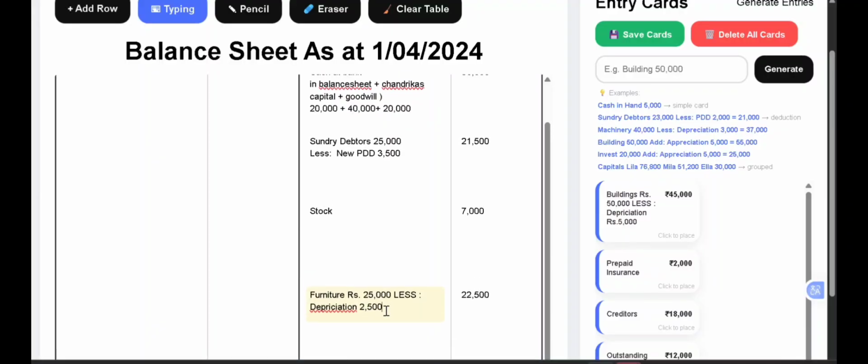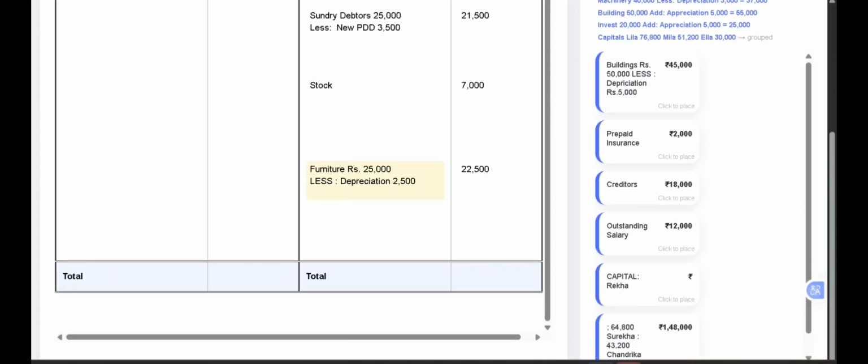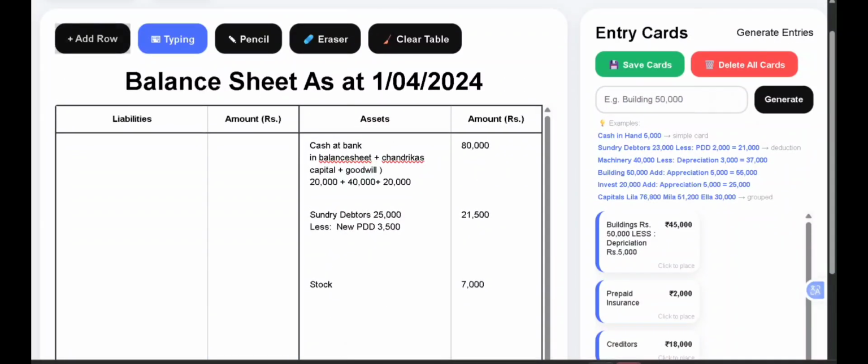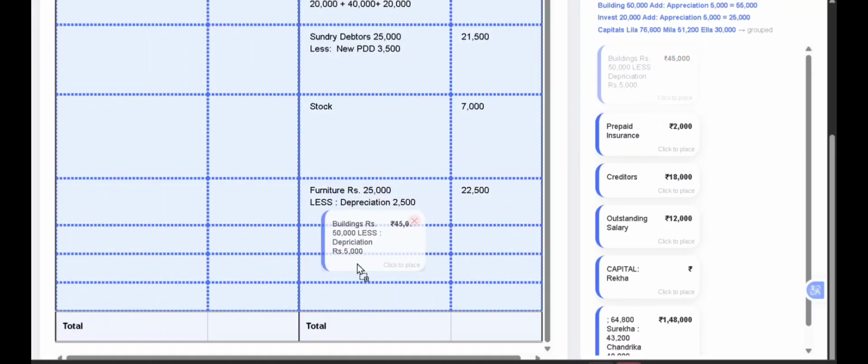Now, next, we are going to take the furniture. Now, as per the adjustment, there is an adjustment given to us, that is decrease in the value of furniture. So, we are going to deduct the depreciation. Furniture amount is rupees 25,000 less the depreciation 2,500. So the balance amount is 22,500. Now once the furniture is recorded, next what we have is the buildings amount.